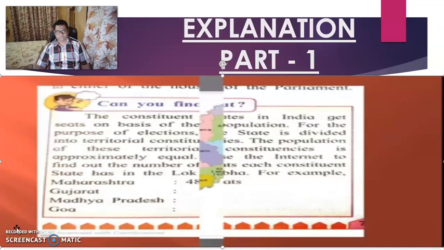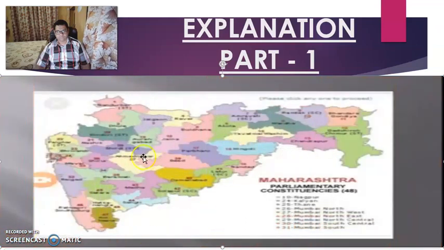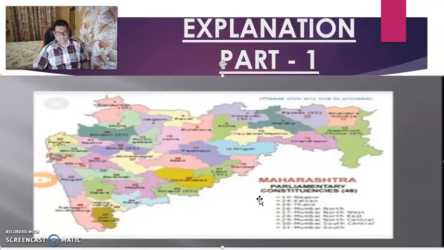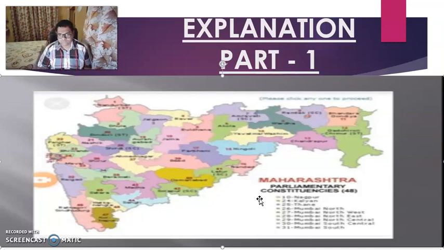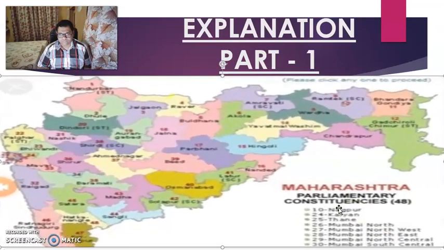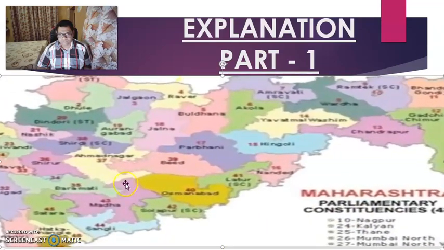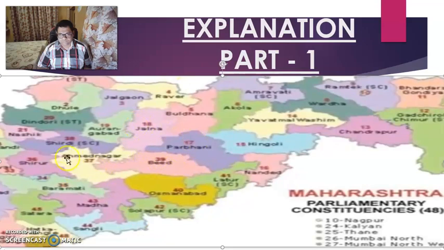I'll show you an example of Maharashtra over here. You can see these different colors shown over here. These colors actually show that Maharashtra is divided into parliamentary constituencies. How many parliamentary constituencies? 48 seats are available in Maharashtra state. You can see over here, numbers are given to you. See here. This shows that Maharashtra state is having 48 seats.